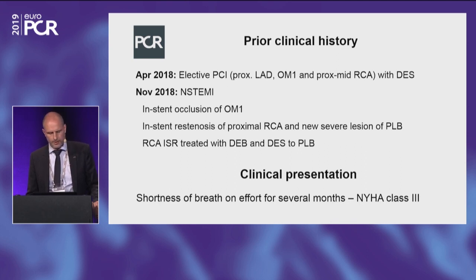As prior clinical history, this patient had last year in April elective PCI of the proximal LAD, the marginal and the right with drug-eluting stents. And he was admitted again in November 2018 for a non-STEMI, showing an in-stent occlusion of the marginal, in-stent restenosis of the proximal RCA, and a new lesion of the posterolateral branch. He was treated with drug-eluting balloon in the right and drug-eluting stent for the distal lesion. He was now admitted again in Massy because he was short of breath on exertion for a few months, with class 3 NYHA.